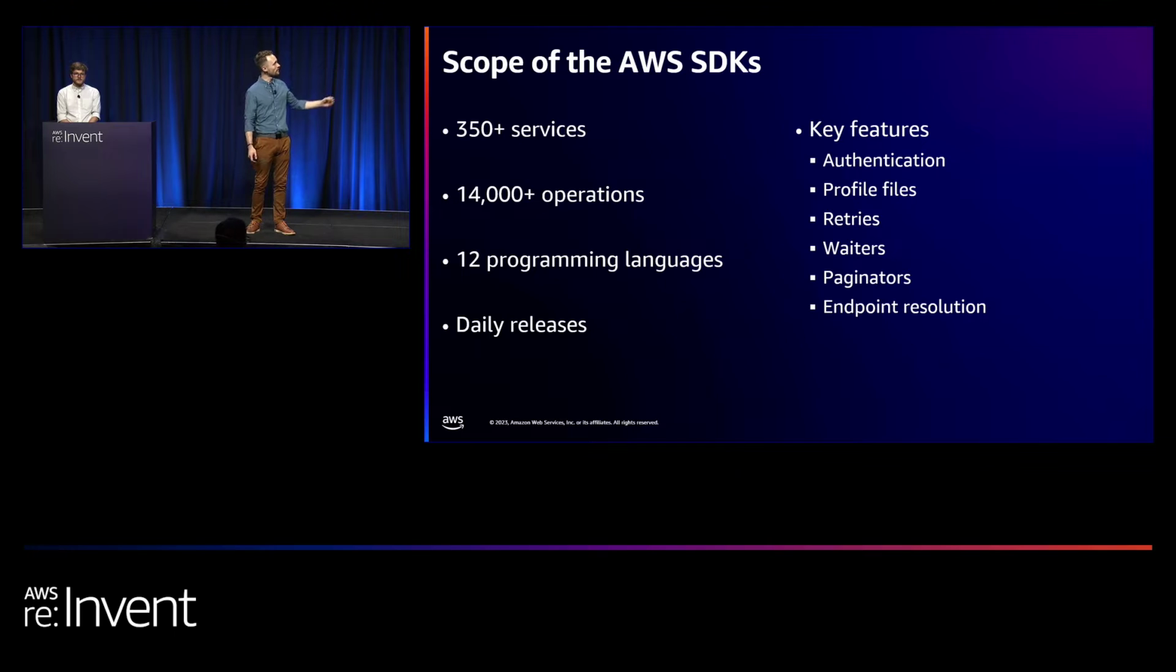Across our SDKs, we support a number of key features, like authentication to secure your data in the cloud and make sure that no one accesses or tampers with your resources. Profile files, which capture configuration for interacting with AWS that ranges from very simple to very complex. Automatic retries, so that when transient problems happen on the internet or there are occasional hiccups with contacting an AWS service, your data stays resilient and your operation can continue as expected. Waiters, paginators, endpoint resolution, and a whole bunch of other things that we're going to talk about in this presentation.